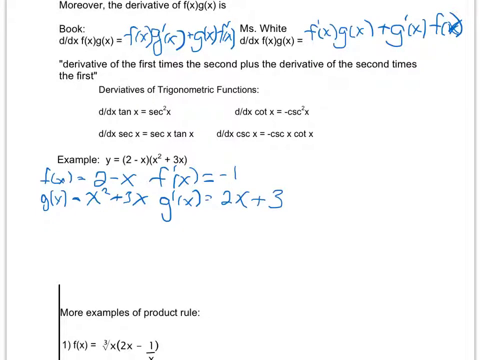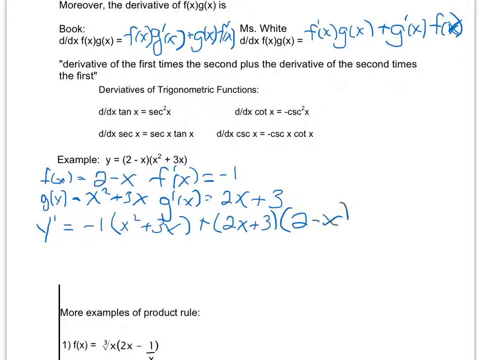So I'm going to take the derivative of the first times the second, and actually, I'm going to say y prime, my derivative of my function, equals the derivative of the first times the second, plus the derivative of the second times the first. And notice that I have to keep entire functions in parentheses.